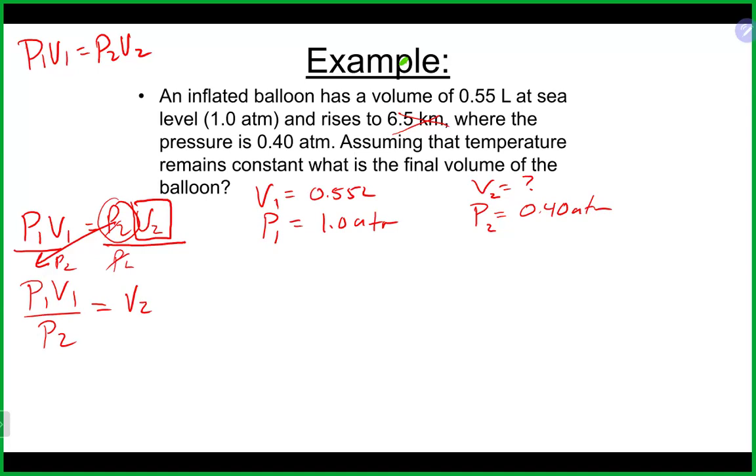If you need to move something to the other side of the equal sign, it will just end up in the opposite location of where it was at. If it was on top, it'll end up on the bottom. If it was on the bottom, it'll end up on top. So it's a quick way you can kind of rearrange the equation.